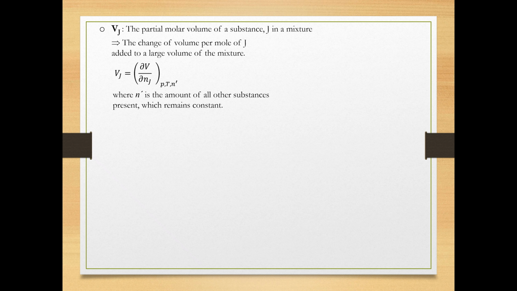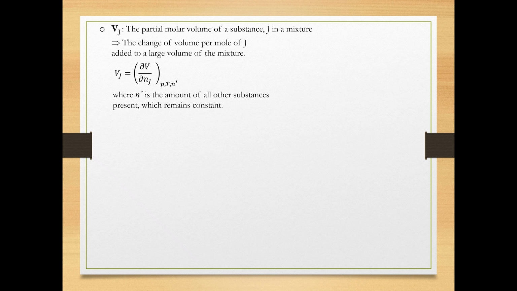Consider a mixture containing several substances. Let capital V represent the total volume of the mixture and let n_j represent the number of moles of component j. The partial molar volume of component j, denoted by V_j, is the first partial derivative of V with respect to n_j. n' represents the amount of all the other substances in the mixture, which are held constant.